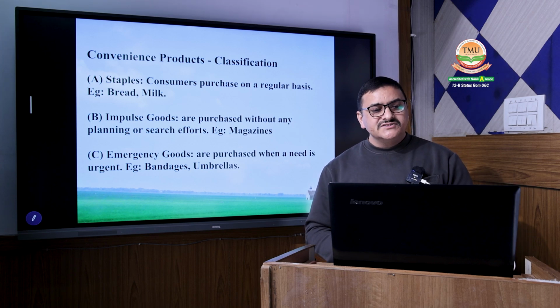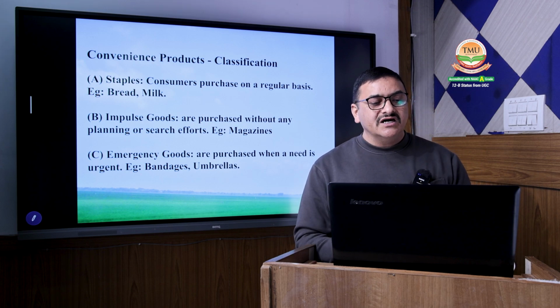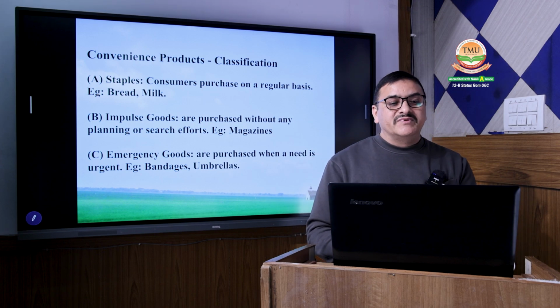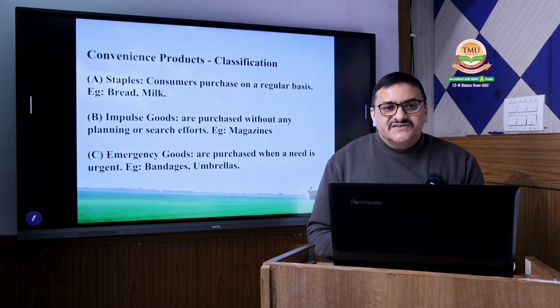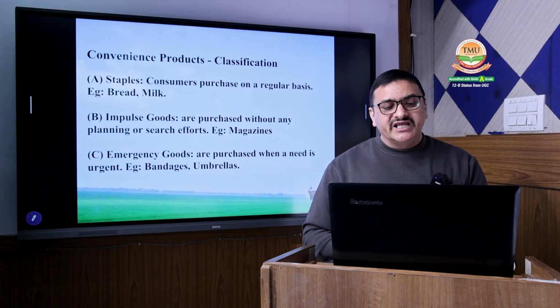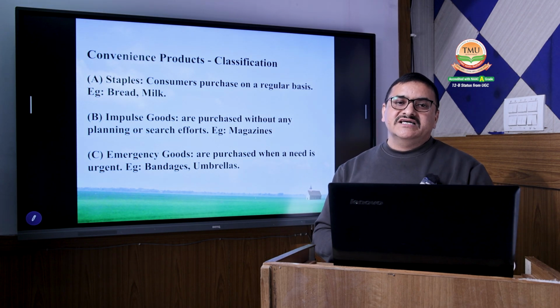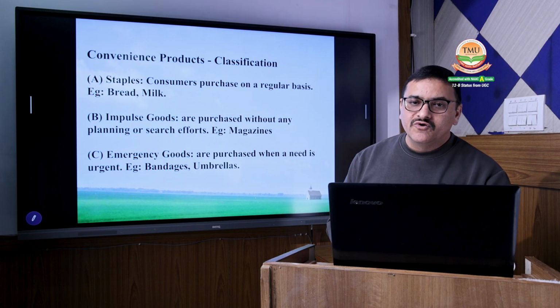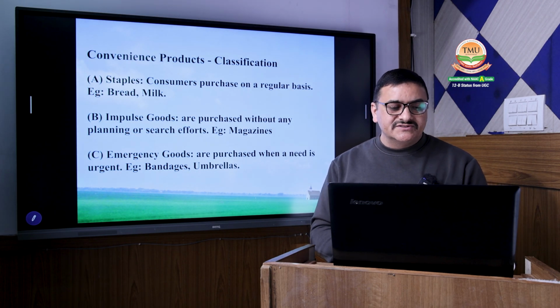Then we have impulse goods also. Impulse goods are those goods which are purchased without any previous or prior planning and search effort. And whatever decision the consumer is taking for impulse goods, that is a spontaneous decision. For example, all types of magazines such as India Today, Frontline, Forbes, these come under the impulse goods.